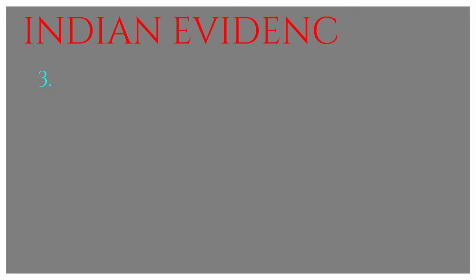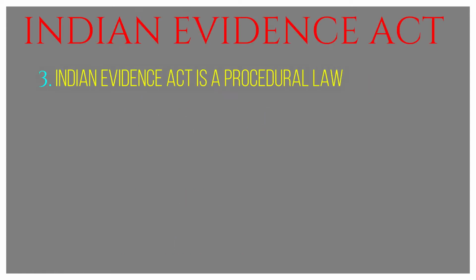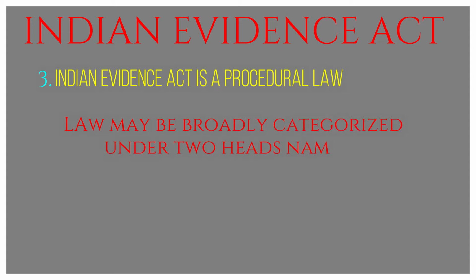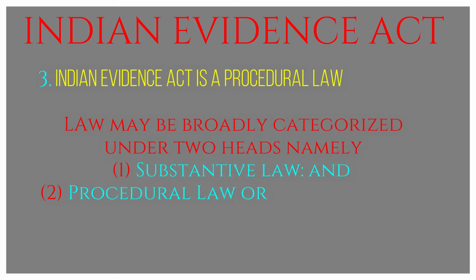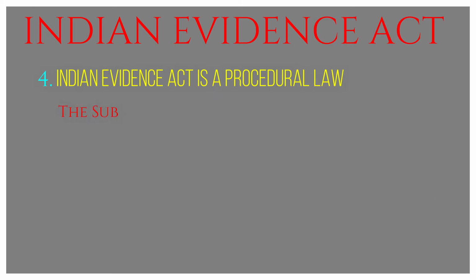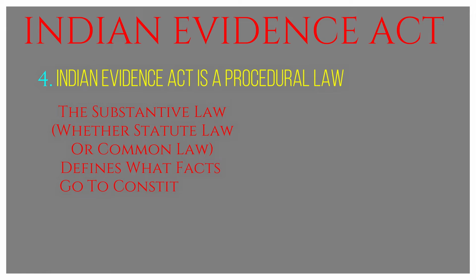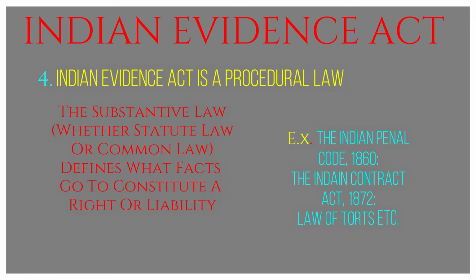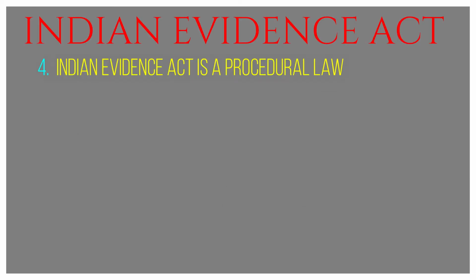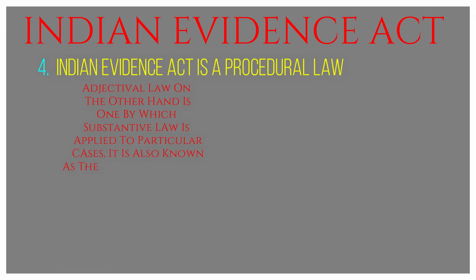Third point is Indian Evidence Act is a procedural law. Law may be broadly categorized under two heads, namely, 1. Substantive law and 2. Procedural law or adjectival law. The substantive law, whether statute law or common law, defines what facts go to constitute a right or liability. Example: the Indian Penal Code, 1860, the Indian Contract Act, 1872, Law of Torts, etc. Adjective law or procedural law, on the other hand, is one by which substantive law is applied to particular cases. It is also known as the law of procedure. It is concerned with the enforcement of rights, duties and liabilities determined in accordance with the rules of substantive law.